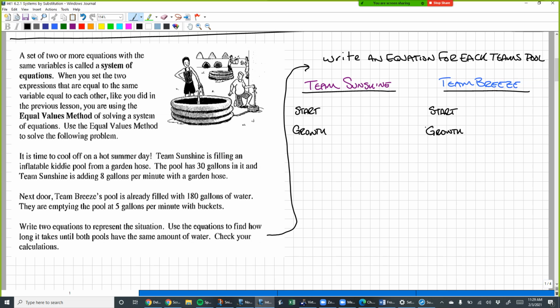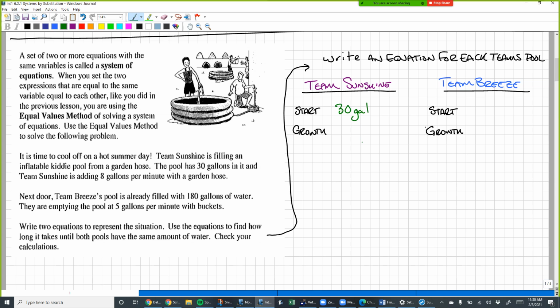All right, so we need to take a look at the two situations that we have. We have a situation for Team Sunshine. We need to find out what we know about it, and a situation for Team Breeze. So let's start this off. What is the information that we know about Team Sunshine? Well, let's think about it. We know that Team Sunshine is starting out with 30 gallons of water.